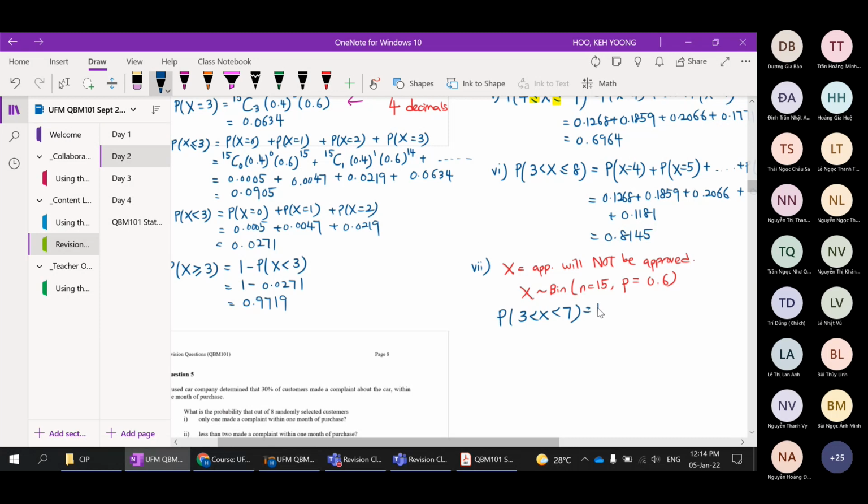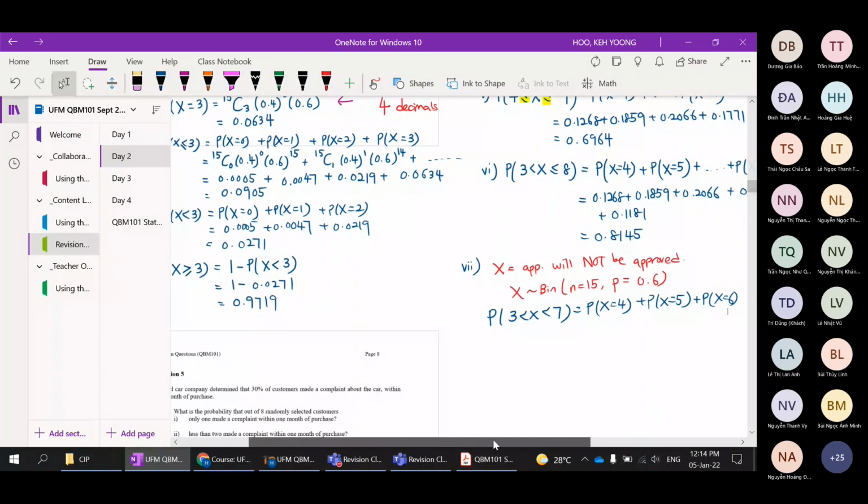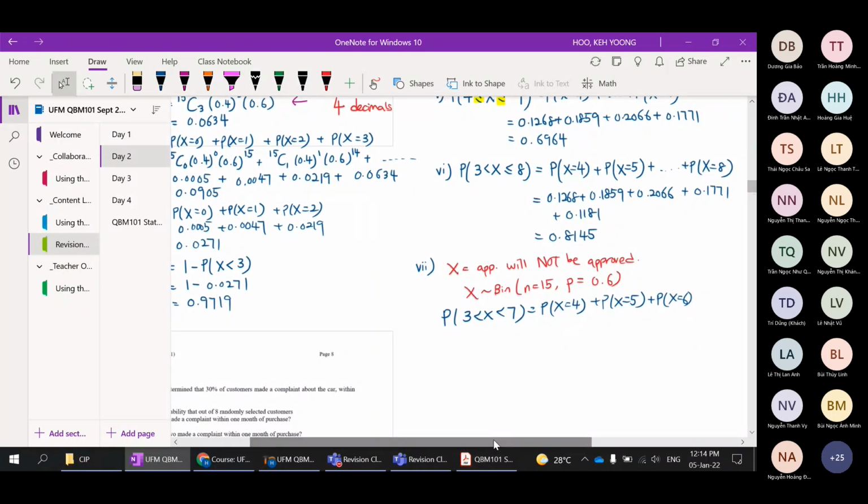So what is the possible X value? 4, 5, and 6. Between 3 and 7, but you don't include 3 and 7.